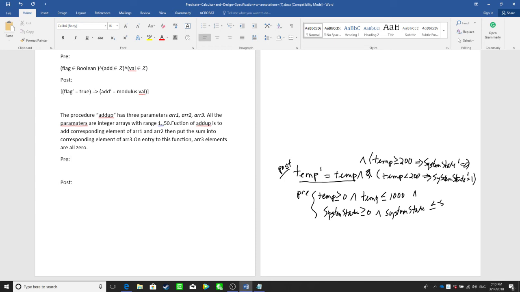Alright, this is a little bit difficult, but let me tell you the answer step by step. First, let's see what those things are here. Area 1, area 2, area 3, and the precondition probably includes that. This is pretty important. On the entry to this function, every 3 elements are all 0, which means before we execute it. So that should be included there for sure, right? And also the range. The input array with the range 1 to 50 should be included there, right?